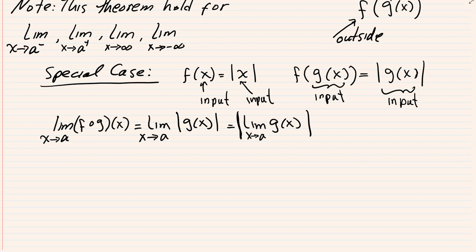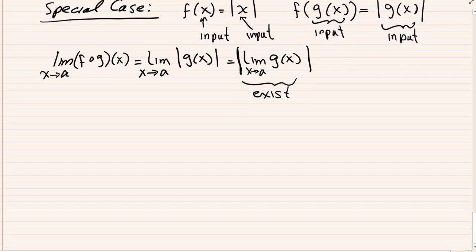A lot of times it's easier to find the limit of g of x and then worry about the absolute value later. Absolute values can get in the way of doing things correctly. Now, of course, provided this limit must exist, right? If it doesn't exist, then this won't work. So let's take a look. I made up an example for you here. Let's say I want to look at the limit as x approaches 2 of the absolute value of negative 3x plus 4.